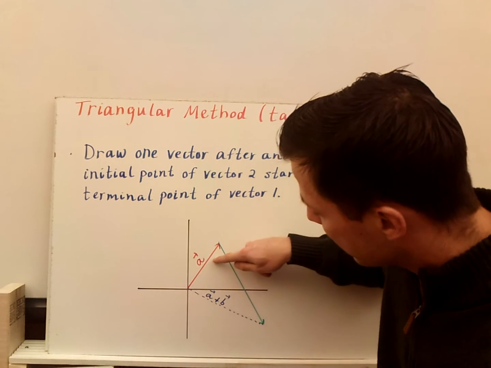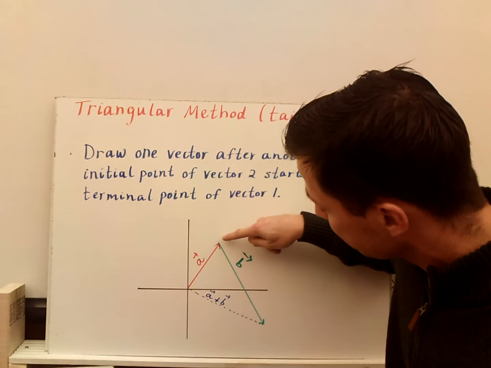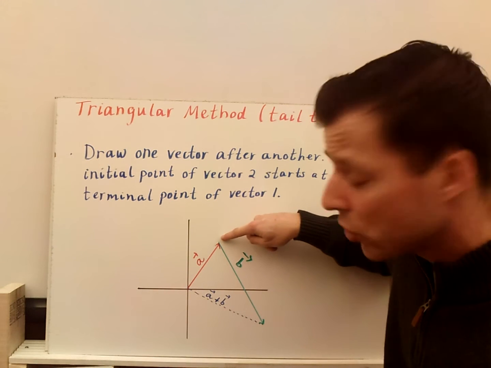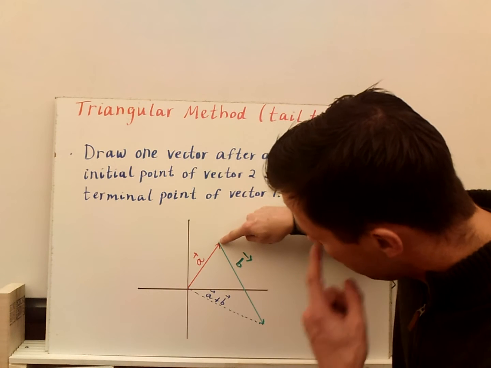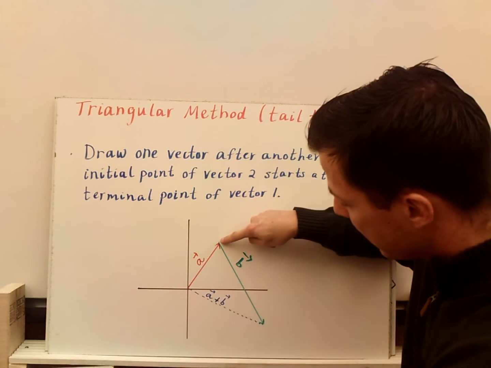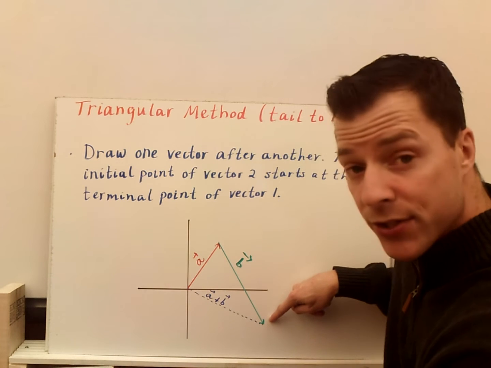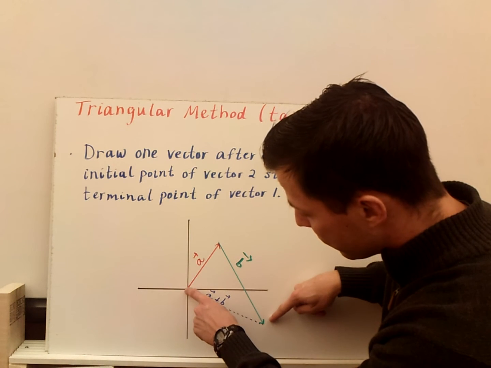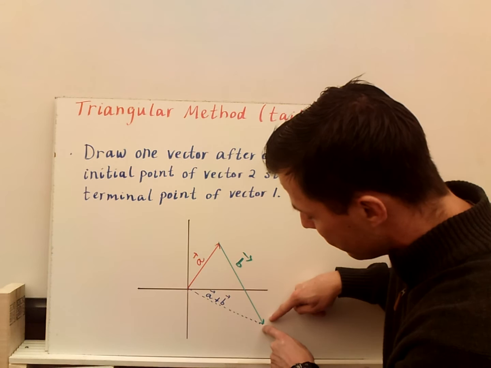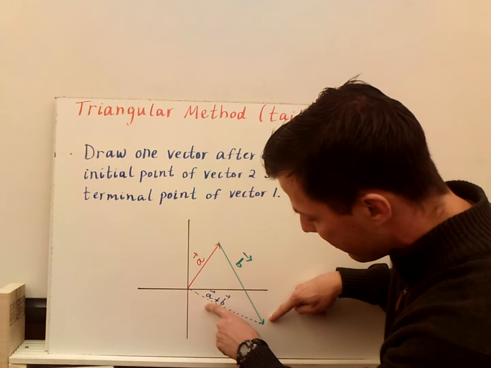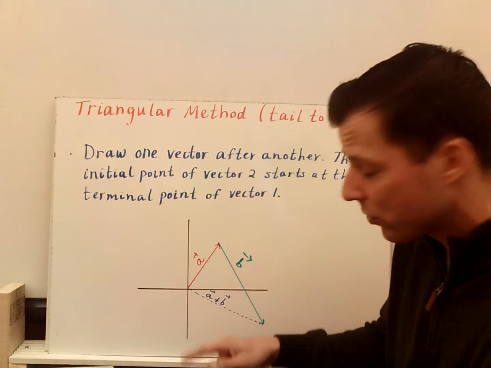My red vector is the first vector, A. The second vector is green. I start the tail at the head of A, and then I draw my vector, whatever that component vector is. The sum is A plus B. It goes from the tail of A out to where B ends. So there's the sum of the two right there.